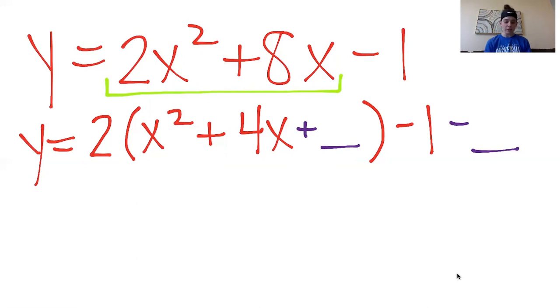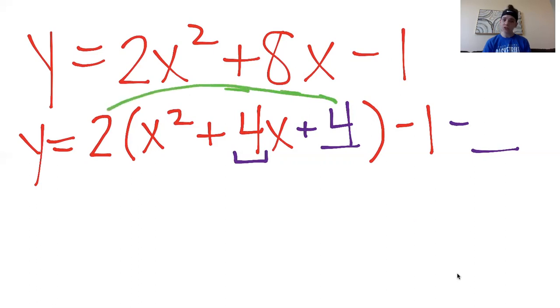Here's our b value, 4. b over 2 would be 2, squared would be 4. Now here's where we have to be careful. Technically, yes, we wrote 4 in our equation for our mystery number, but this 4 is being multiplied to this 2 that we factored out. So to balance out our equation, we actually have 4 times 2. That number is going to be 8.